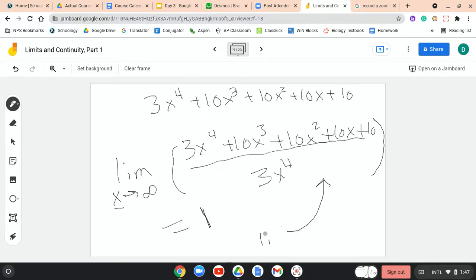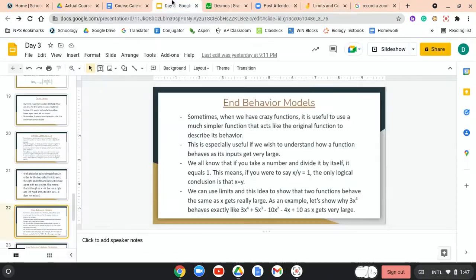Another way you can write this is the limit as x approaches infinity of 3x to the fourth is equal to infinity. And yet again, infinity is not a number. It's just describing how the function behaves. It tells us that as our inputs get very large, the outputs of this function get very large as well. And because 3x to the fourth describes this function very well, it also tells us that the limit of this function as x goes to infinity is also infinity. The end behavior is the same. So that's what we mean by end behavior models. We can make simpler functions to describe more complex functions by showing that they're the same as our inputs get very large.